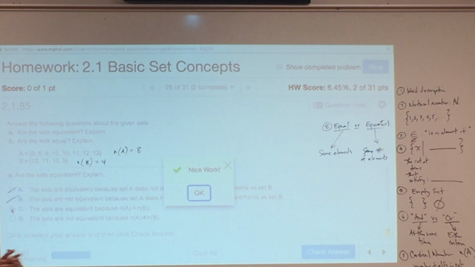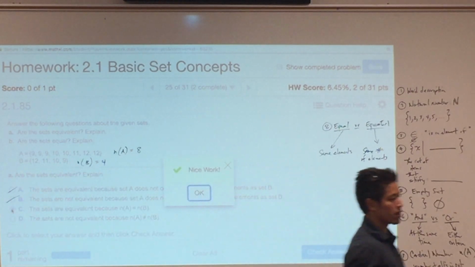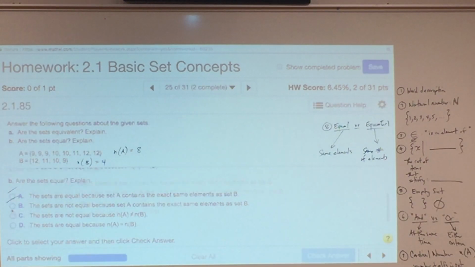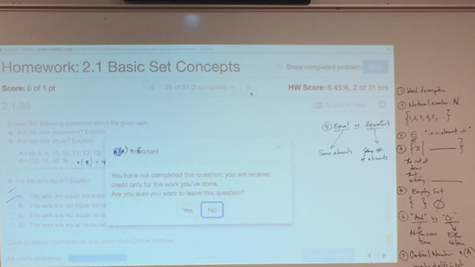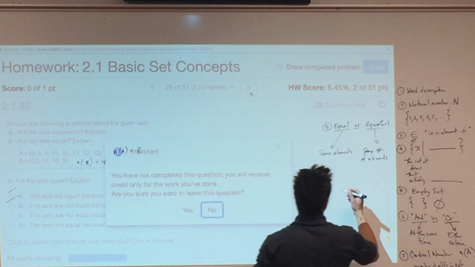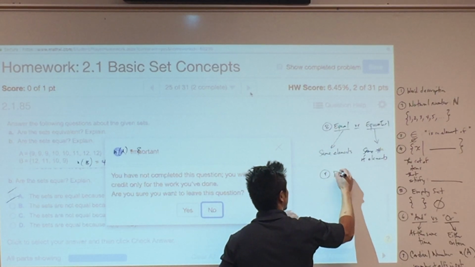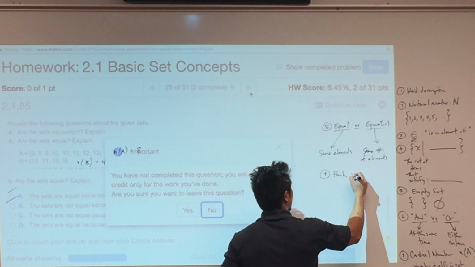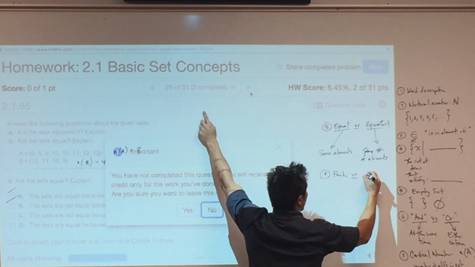Now, the follow-up question, here's an important piece. Are the sets equal? And they're equal as well, because they have the same elements, you don't have to worry about the duplicates. Okay. Now, it sounds like you guys have probably already gone through finite and infinite. So, I'm not going to go through the rest of them, but I will throw up the note if you haven't seen it.